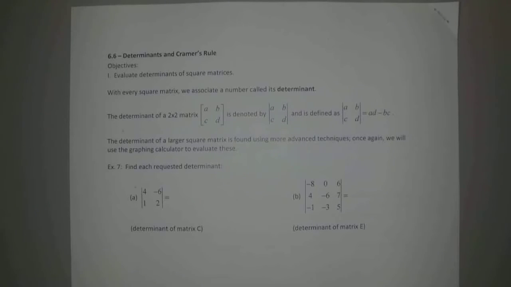And what determinants are, again, they're only on square matrices, okay? So the determinant of a 2 by 2 is very easy to find. A determinant of anything bigger than a 2 by 2 matrix is complicated to find, and we won't get into it. We'll let our calculator do it.